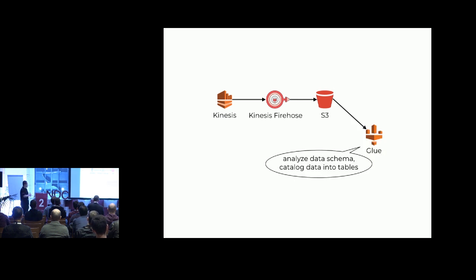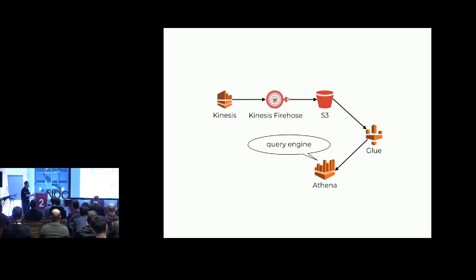From there, I can run a crawler in AWS Glue, which runs periodically, looks at the data you have in your S3 bucket, analyzes the schema automatically to derive a table, and catalogs the data into tables that you can then query using Athena. So like BigQuery, you can run ad hoc queries against a very large set of data and still get answers back within seconds. And like BigQuery, Athena is also pay-per-use, so you only pay for data that you process with your query.